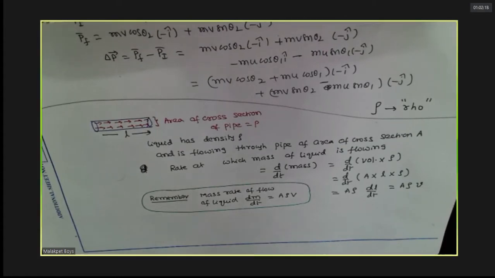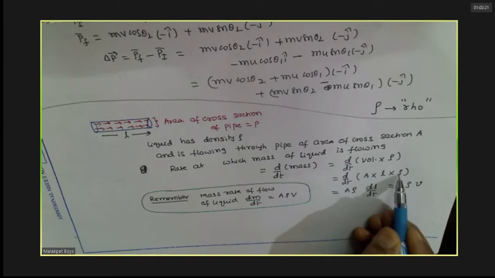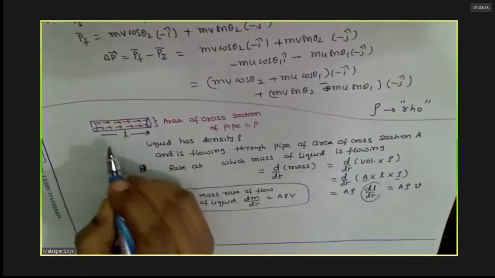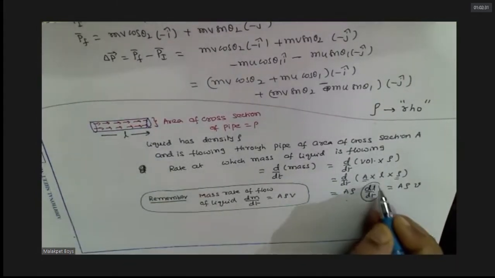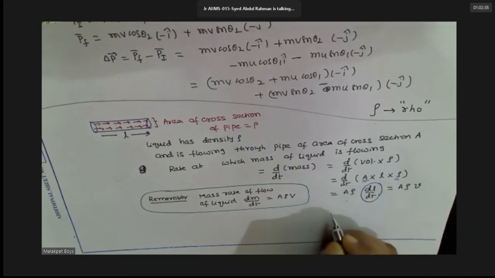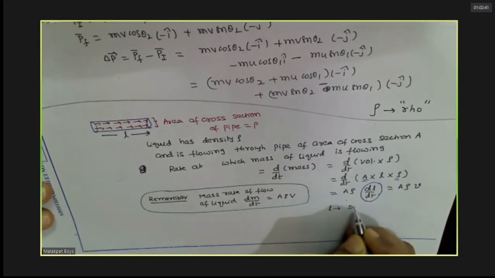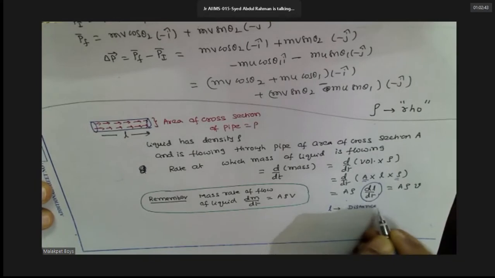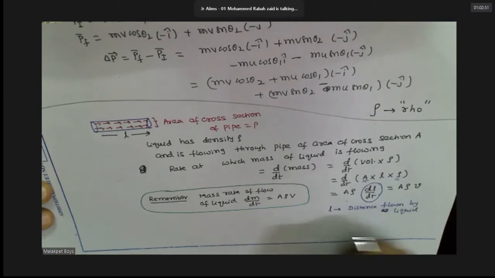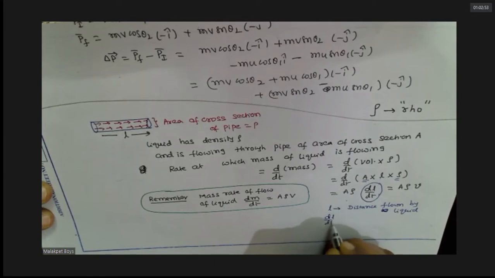What do you want here? Area of cross section and rho are constants, no? So I can remove them from the differentiation. This is dl by dt. What is this rate of change of distance called? Speed only, no? L is the distance moved by the water, no? Yes, ds by dt, similar to that. How is mass? Yes, you're right.